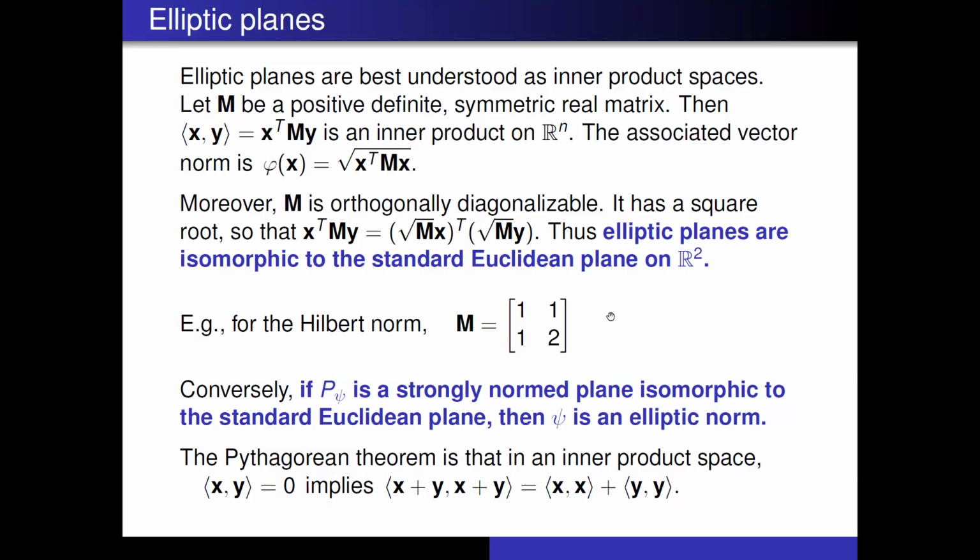Now, finally, we get the Pythagorean theorem. What does Pythagorean theorem say? Pythagorean theorem says if the dot product of two vectors is 0, then the xy and yx terms are missing from x plus y times x plus y, or x minus y and x minus y, and you get xx plus yy. In other words, the norm of x plus y squared is the norm of x squared plus the norm of y squared. This holds for any elliptic plane because the inner product just is the standard inner product with a sandwich matrix that's a positive definite 2 by 2 matrix.